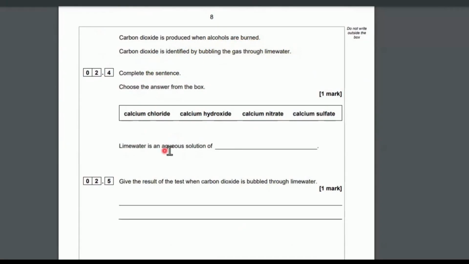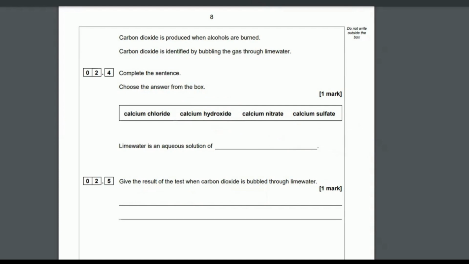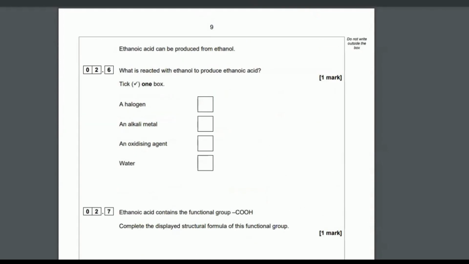Carbon dioxide is produced when alcohols are burned. Carbon dioxide is identified by bubbling gas through lime water. Which of these is the true nature or chemical name for lime water? And it's calcium hydroxide. You just got to learn that off by heart. It actually forms calcium carbonate when it goes cloudy. And of course, the result of lime water when it touches carbon dioxide, it goes cloudy. And that's because it forms calcium carbonate, which is like chalk.